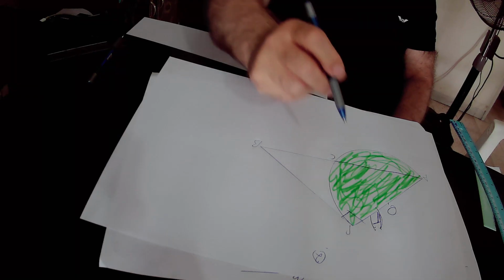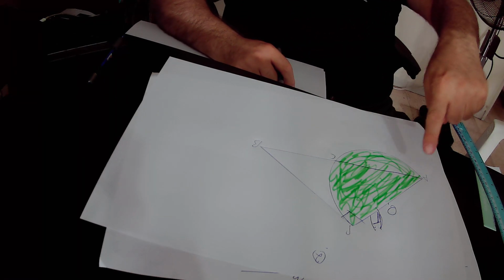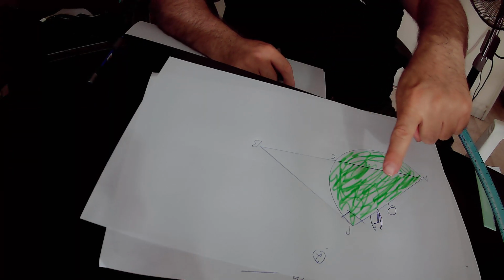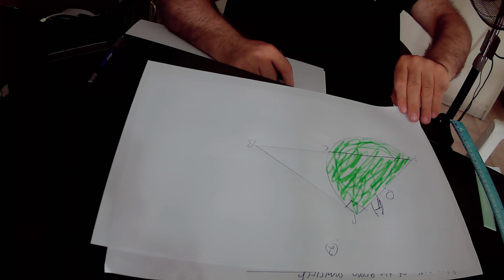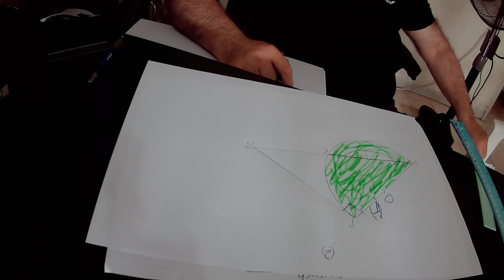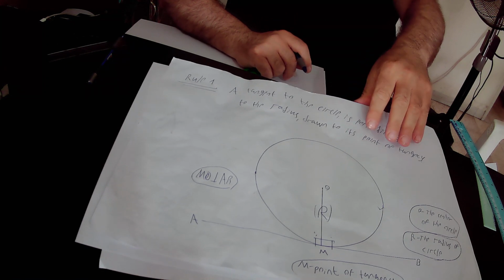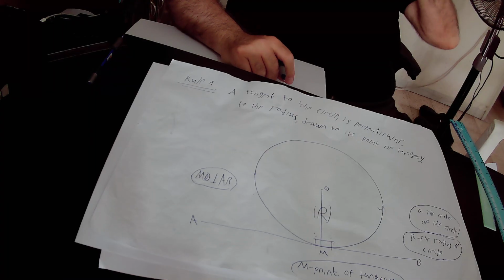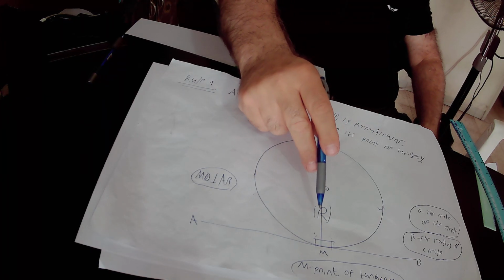So in the drawing, line segment BP is perpendicular to the radius PO of this green semicircle. Again, line segment BP is perpendicular to the radius PO of this green semicircle. And therefore, we can implement here rule 1. Let me quickly repeat rule 1. According to rule 1, a tangent to the circle is perpendicular to the radius drawn to its point of tangency. So in the drawing we have a circle, and we have the radius OM equal to R.